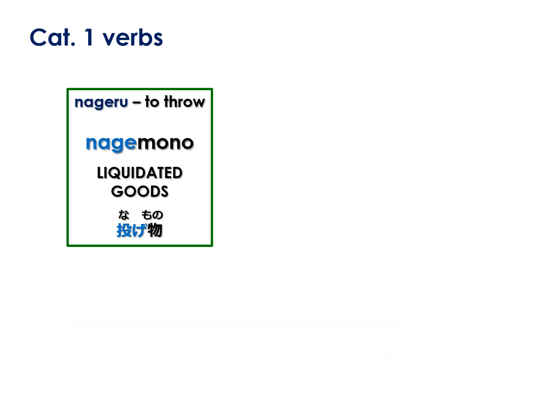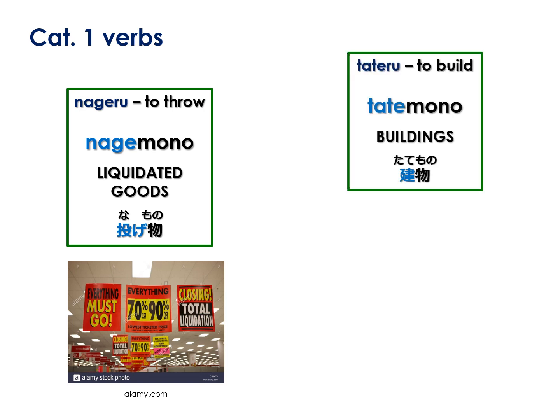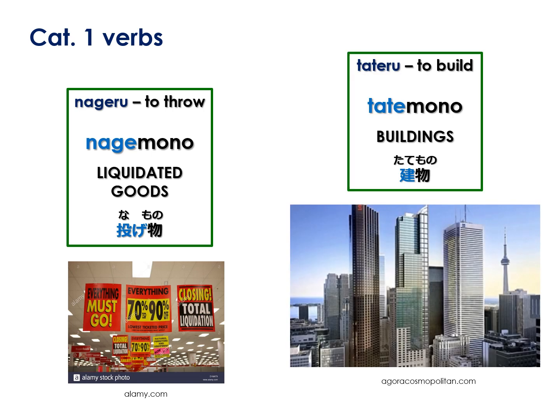Nageru means to throw. Nagemono. Nagemono means liquidated goods to be disposed of at a cut rate price, such as when a store closes. It can also mean liquidated shares of stock. Tateru means to build, and tatemono. Tatemono means buildings.